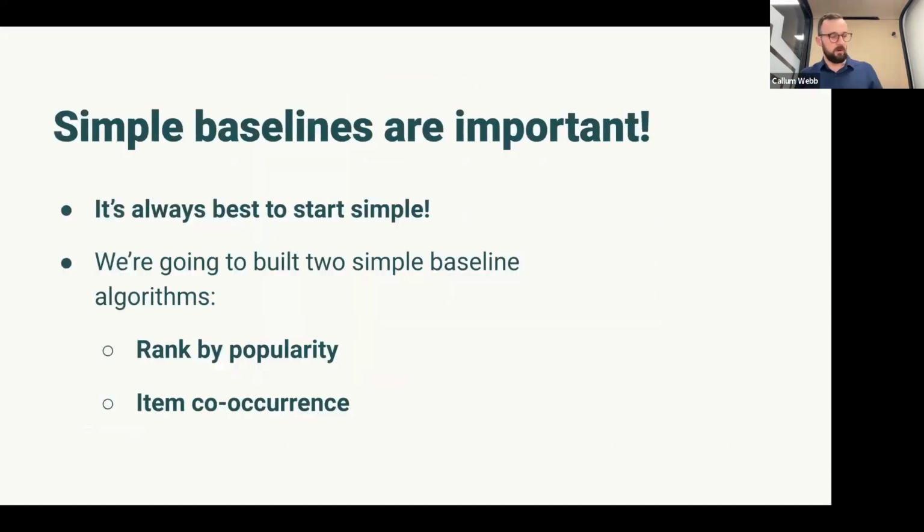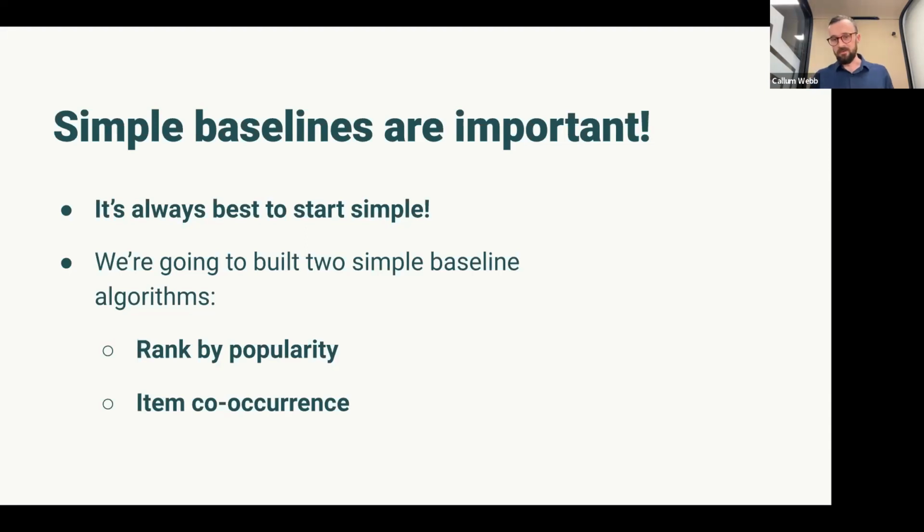Back to that point of bias to simplicity. So it's really, really important to start simple with these things. And sometimes really simple baselines, and we sometimes call these heuristics, can be surprisingly effective. And an example of this would be a recommendation system that simply sorts the items by how popular they are. That's what we're going to build in the workshop.